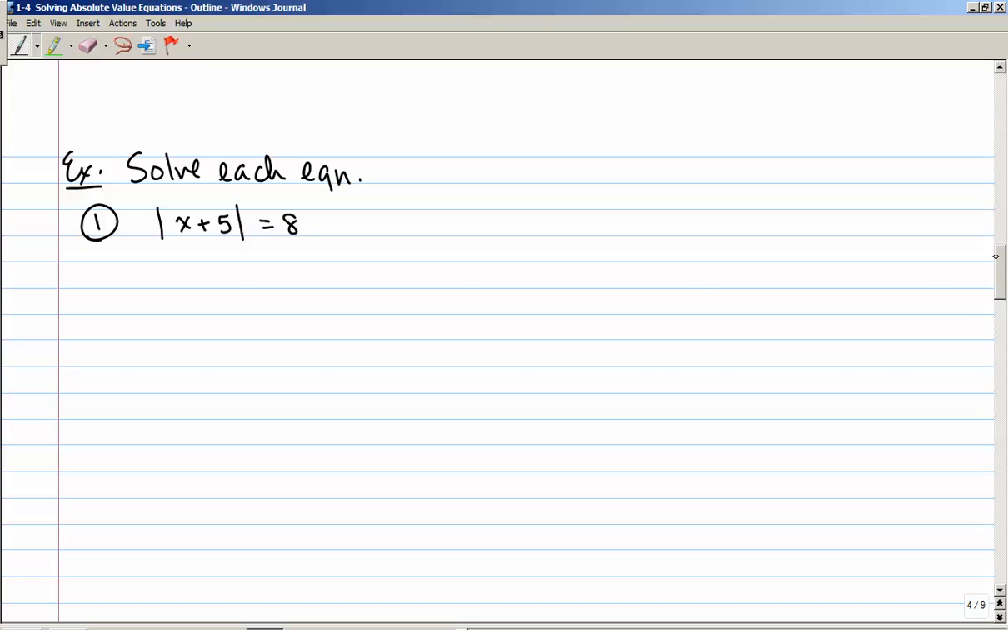So let's take a look at several examples here. Solve each equation. I have the absolute value of x plus 5 equals 8. So that means that the value x plus 5 is equal to a positive 8, but x plus 5 can also be equal to a -8. So I need to write two equations. The way I remember it is I see two bars, two equations, I'm going to have two answers. So subtracting 5 from both sides, x is equal to 3. And subtracting 5 from both sides, x is equal to a -13.